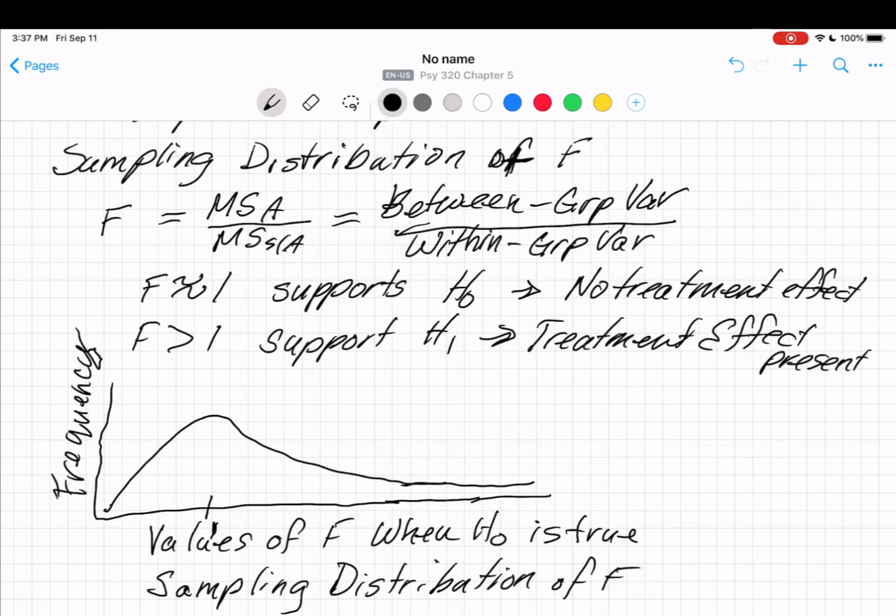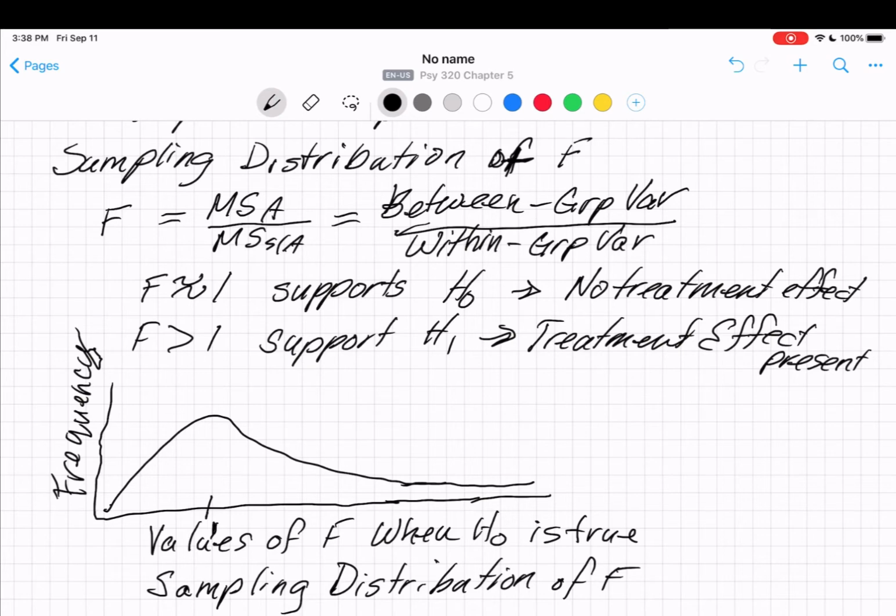Okay, that tail is showing that on very rare occasions you can get values quite a bit larger than 1, even when the null hypothesis is true, even when there's no treatment effect. And so we use this sampling distribution of F to help us decide how big our F needs to be before we are confident that we should reject the null hypothesis and conclude that our independent variable is having an effect on our dependent variable.